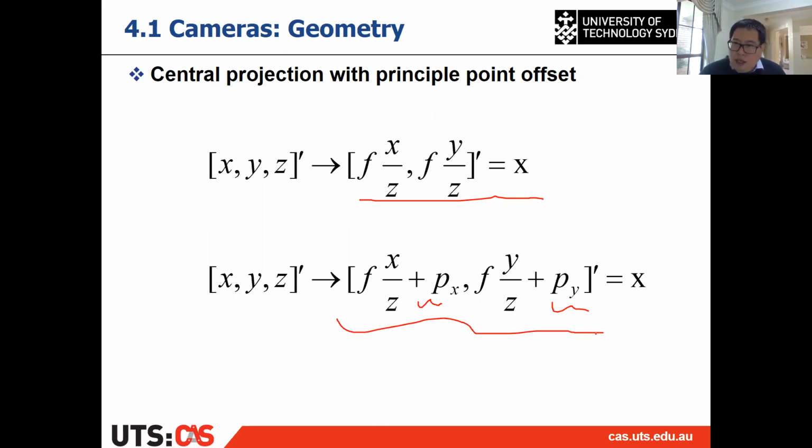Then, very important, if you have a 3D point in the camera coordinate frame, you can calculate the UV values of the projection by using this central projection with the principal point offset. All right, that only applies if the 3D point is in the camera coordinate frame. If it's not, it's a general case that I will introduce a bit later.